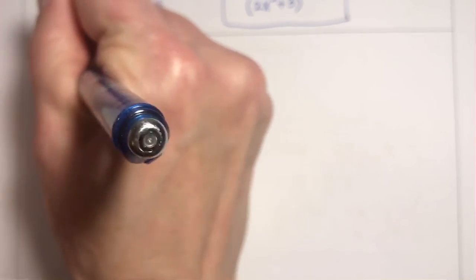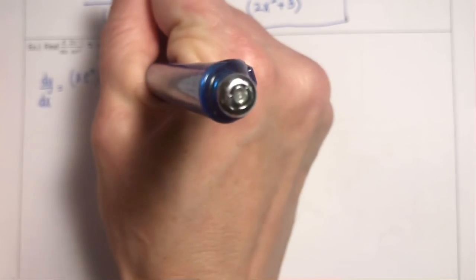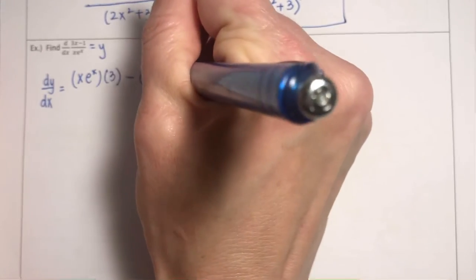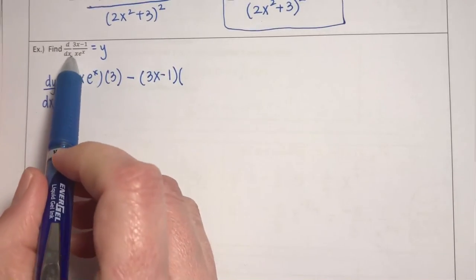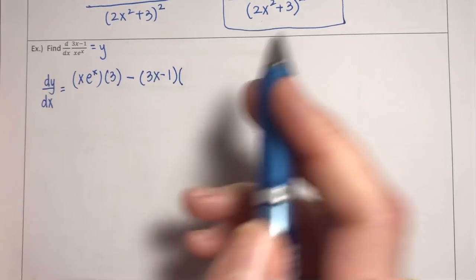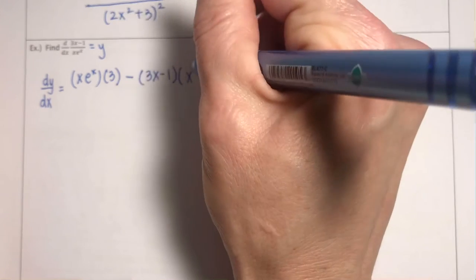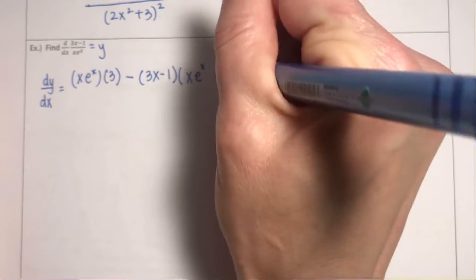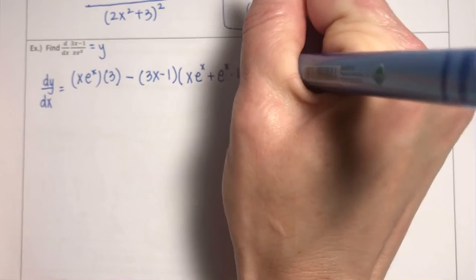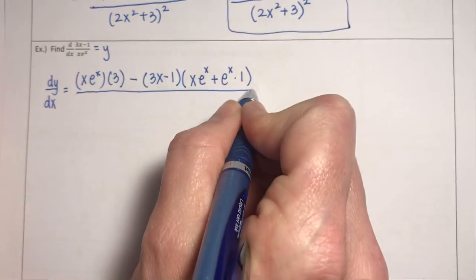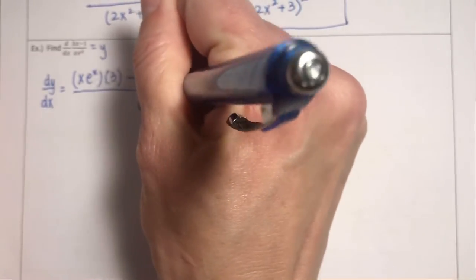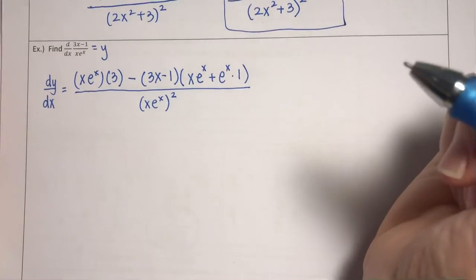So this is going to be low, so the denominator, times the derivative of the numerator, which is just 3, minus the numerator, the top, times the derivative of the bottom. Well, the derivative of the bottom is a little bit more complex than the last one. This is going to require us to use the product rule, which was in the previous video. So this is going to be the first thing times the derivative of the second. The derivative of the second is just e to the x, plus the second times the derivative of the first, which is just, derivative of x is 1. Then this is all over the denominator squared. And again, this is using the quotient rule.